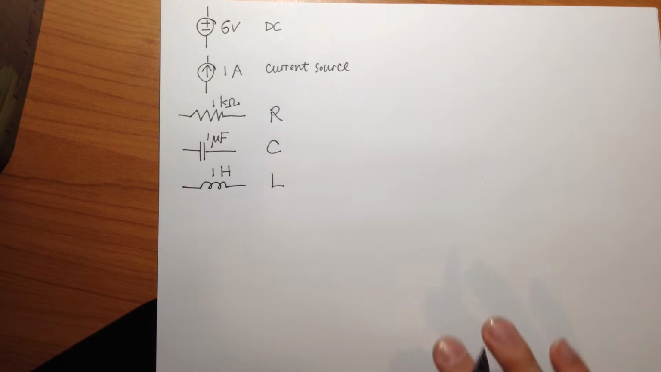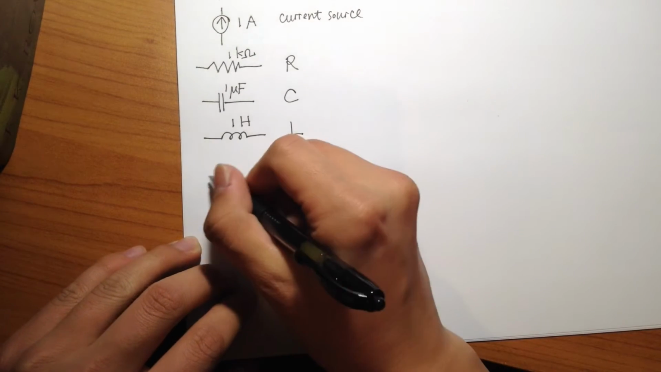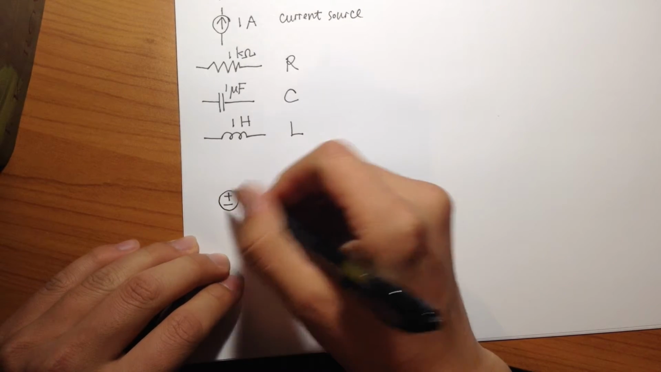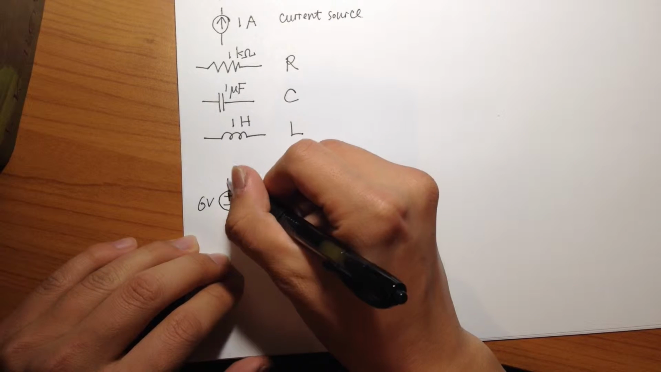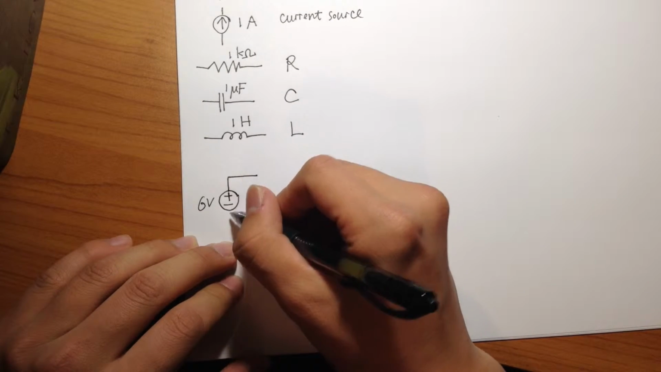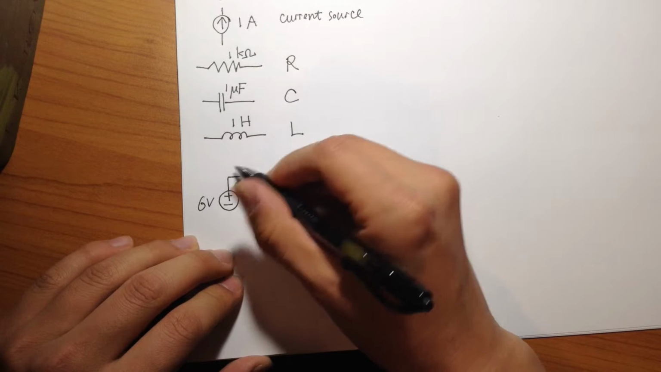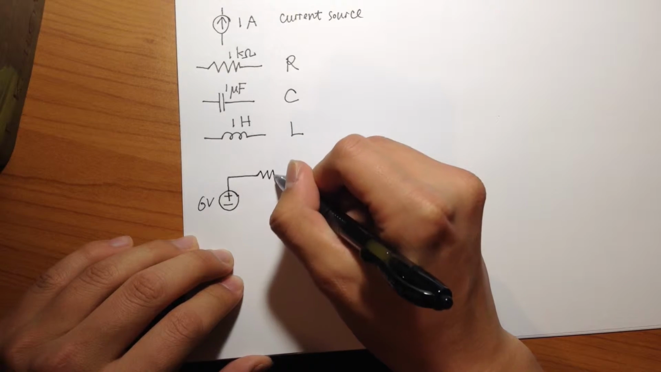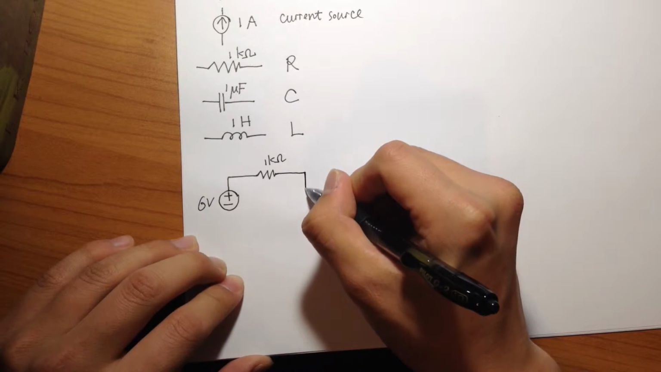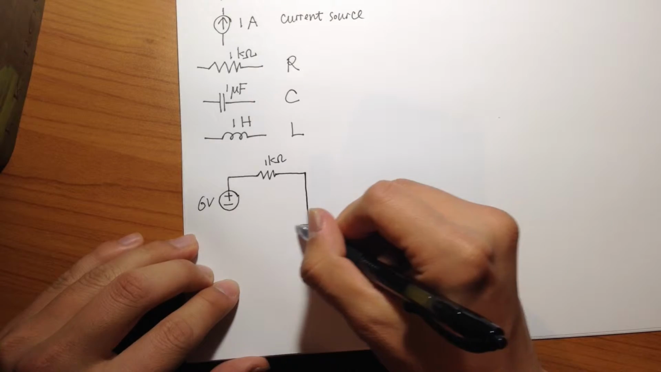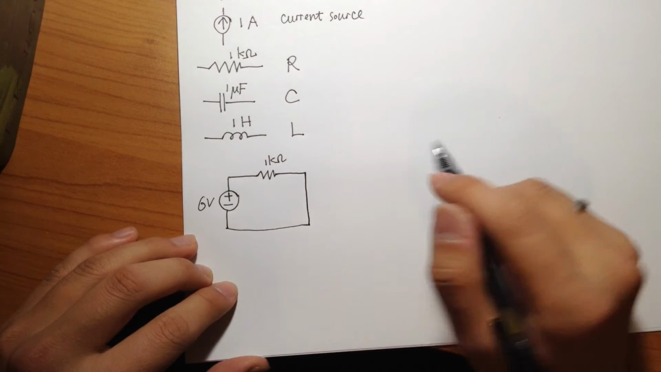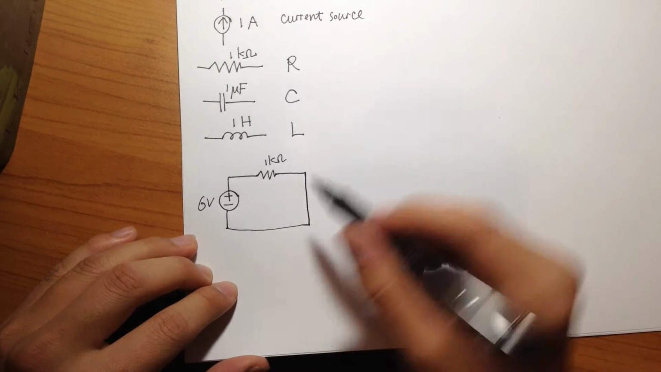Let's start with the basic one. So we have the DC power source here, again let's say 6 volts, and then here's the wire connecting it. This is the positive side, negative side, and the current comes out. There's a resistor, let's give it 1 kilo ohm, and the wire keeps going and comes back to the negative side of the DC source. So this is a basic circuit.